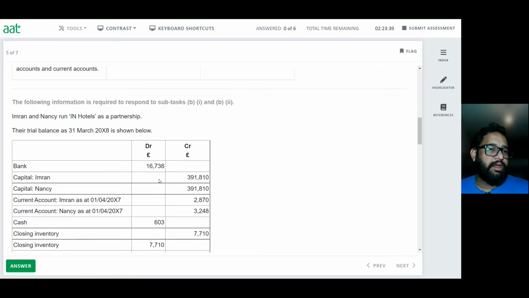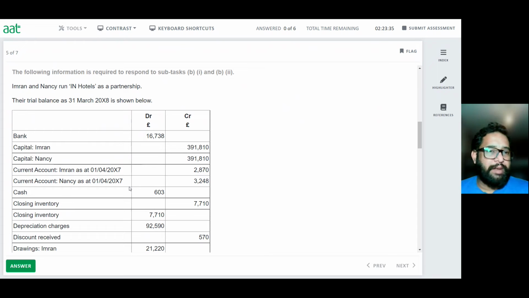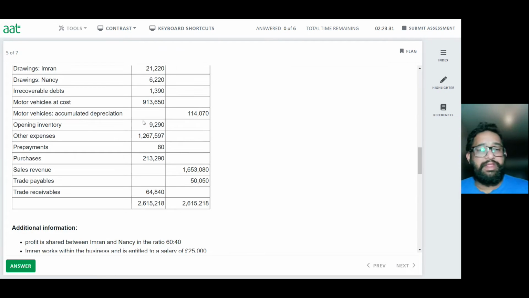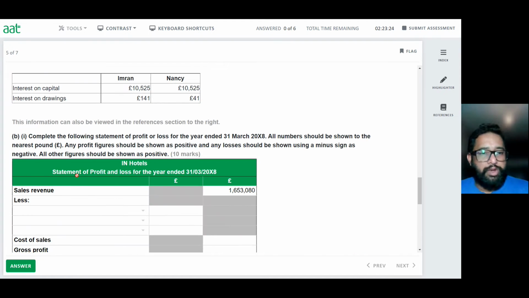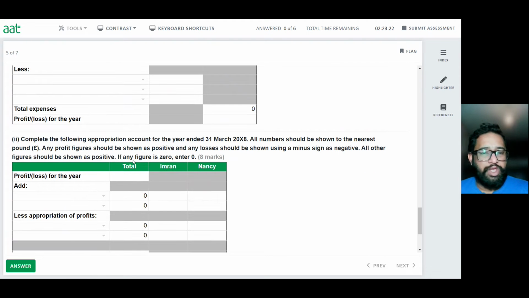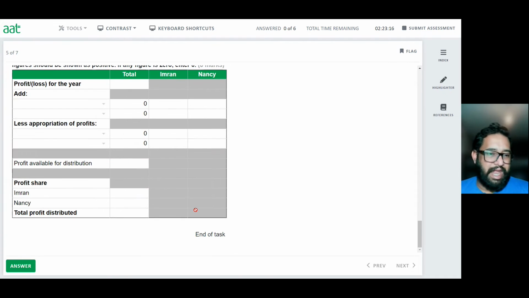Imran and Nancy run a hotel as a partnership. Their trial balance at 31st of March 2018 is shown below. So what we have here is a huge trial balance. All you need to do, with the additional information and these interest calculations, is the profit and loss statement. And then of course, you have to do a partnership profit appropriation for them. So you have to do an appropriation account later.